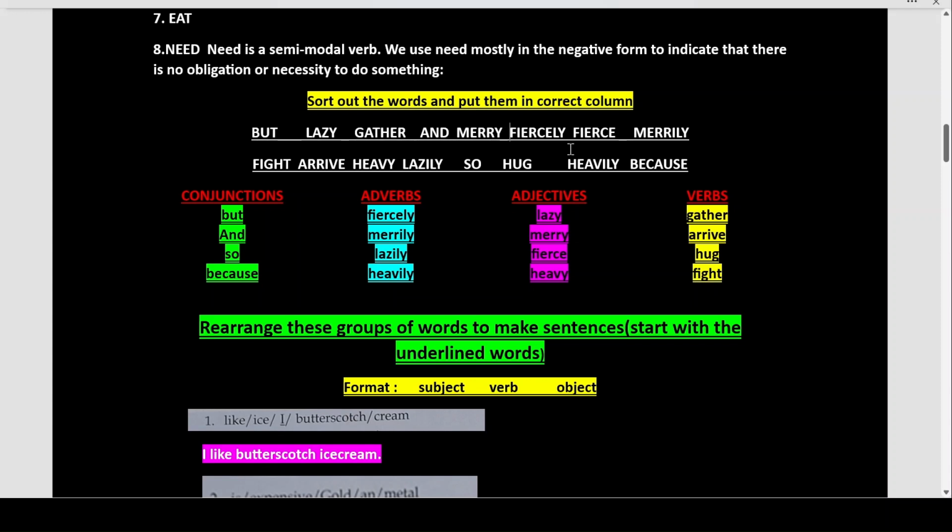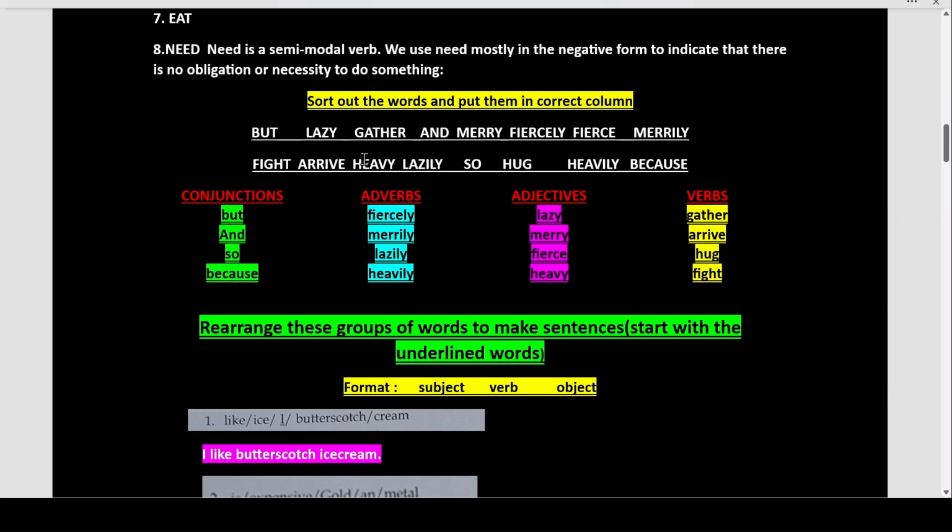Fiercely. All these words which end with ly are your adverbs. Okay. He fought the battle fiercely. How did he fight the battle? Fiercely. But fight is your verb. And what is modifying the word fight? Fierce. Now, fierce is your adjective, which describes a noun. Merrily again is an adverb because it is ending with ly and it can modify a verb.